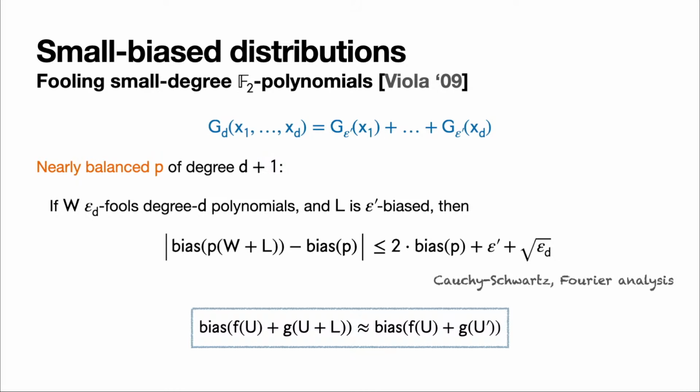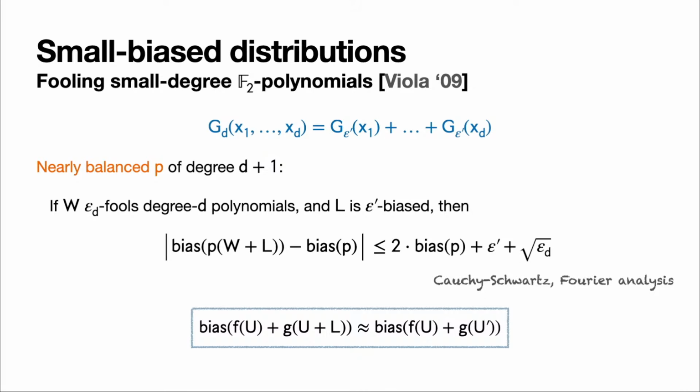One takeaway that you can take is that if you have basically any functions f and g that map to F2, then you can approximate the correlation between f and g, so the bias of f of u plus g of u prime, for u and u prime uniform and independent, using u and u plus L, for L being an epsilon bias distribution. So it's a nice takeaway.